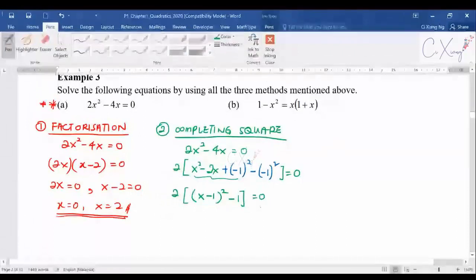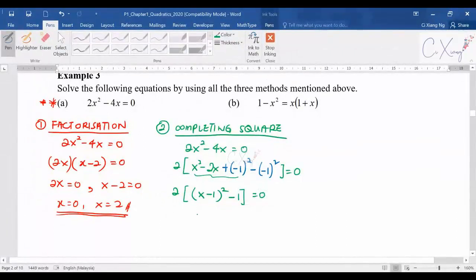So 2, when you move it over, it becomes 0, 0 divided by 2. So you still have x minus 1 square minus 1 equals to 0. Then you move the 1 over, alright, and then you take square root. When you want to take square root, it will become plus minus square root 1.